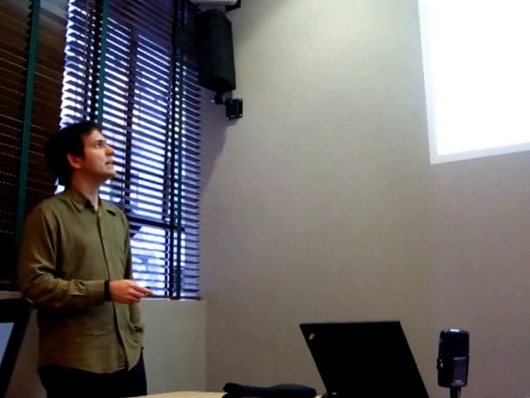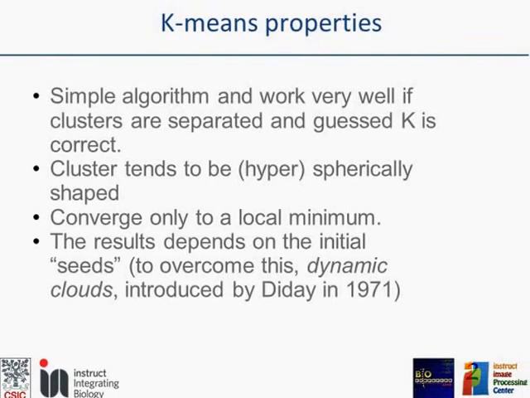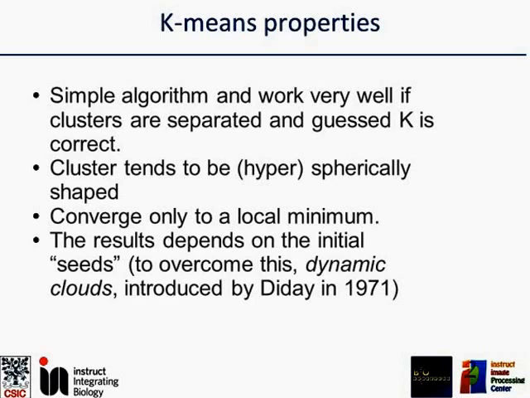K-means has, as I say, some properties. It's very simple and very fast to implement in the computer. One problem is that the clusters the algorithm builds tend to be circular or globular, if you think in higher dimensional space. Another problem is that the convergence is only to a local minimum. It is not guaranteed that we'll find the optimal division, the optimal classification of your data.